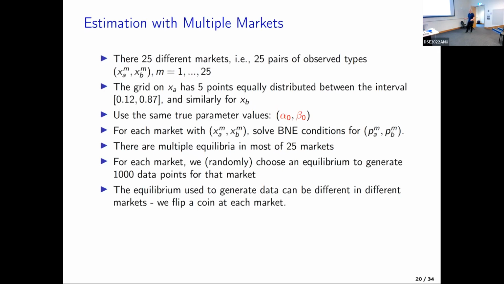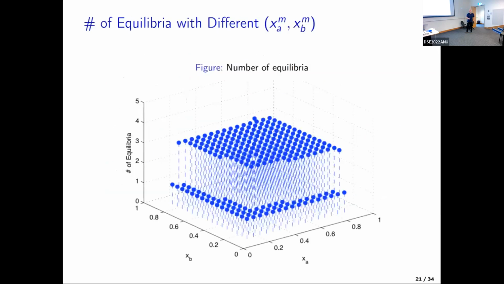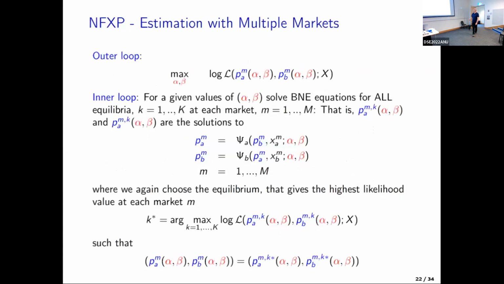So the equilibria can be different across the different markets. Here's the number of equilibria. As you have very low values of X, you're going to have a unique equilibrium. And otherwise, there's potential multiplicity of equilibria.